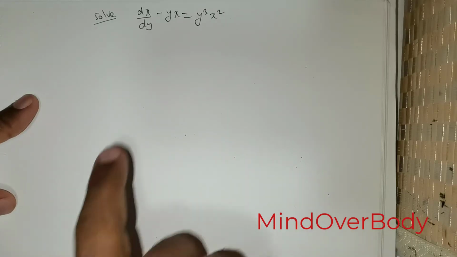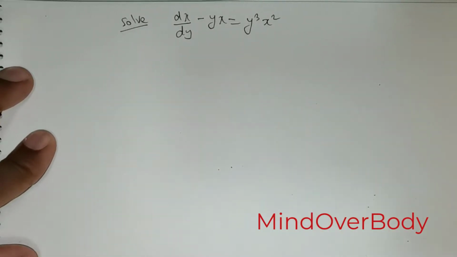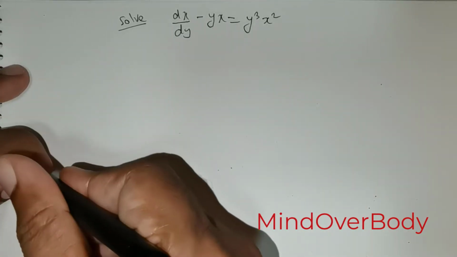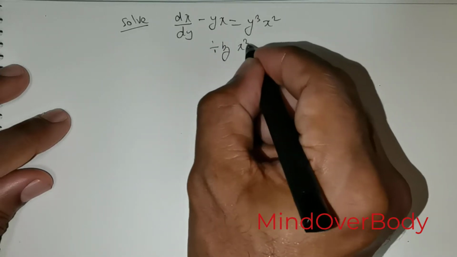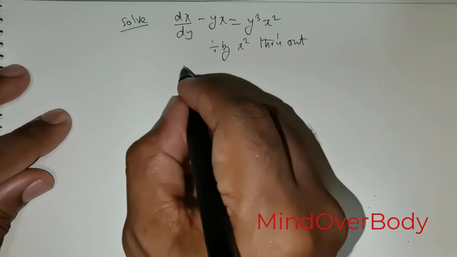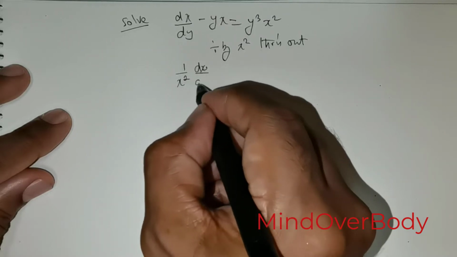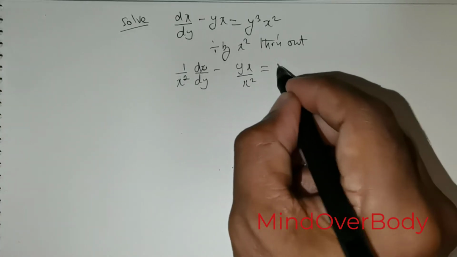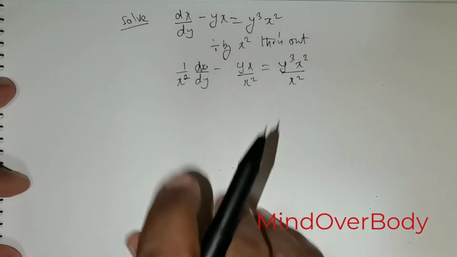Students, we are given this question: dx over dy minus y times x is equal to y cubed x squared. Now, foremost, to solve this, what I wish to do is divide by x squared throughout. When I do that, I get 1 over x squared dx over dy minus yx divided by x squared is equal to y cubed x squared divided by x squared.